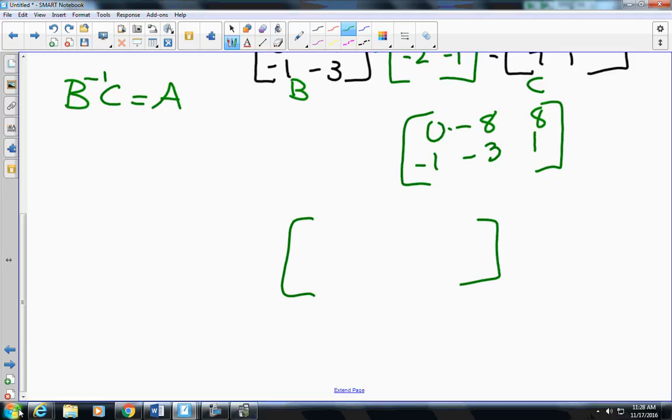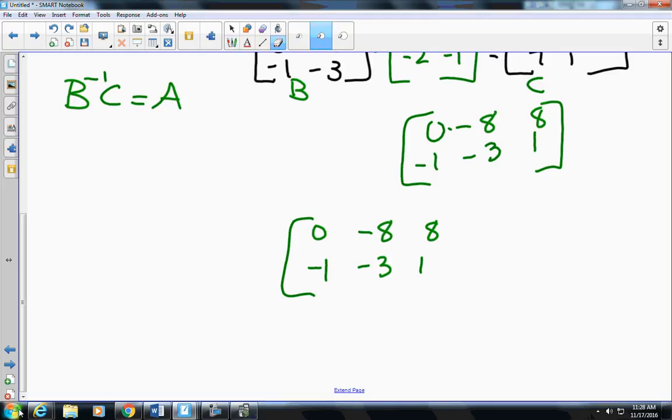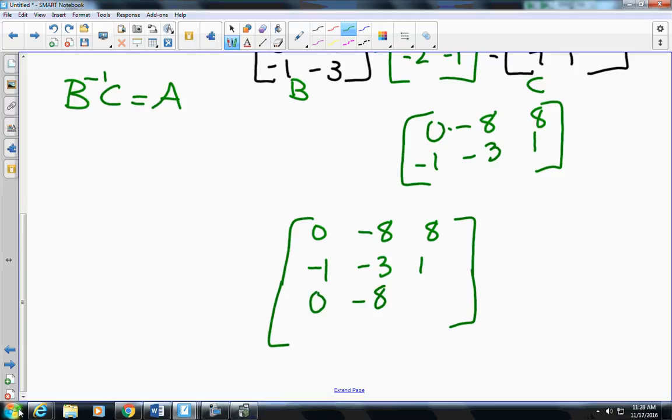And then you have 0, -8, 8. Am I going across? Yeah, 0, -8, 8, and then you have -1, -3. No, you go down the row. Oh, another row. Yeah, 4 rows. Okay. And then you have 0, -8, and then 16, and then you have -1, -3 and 7. So you can just solve it all at once. That would work. Try it.